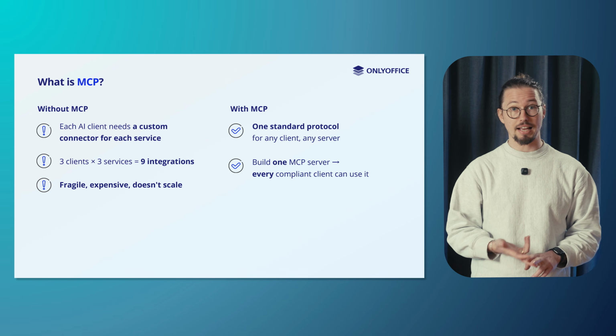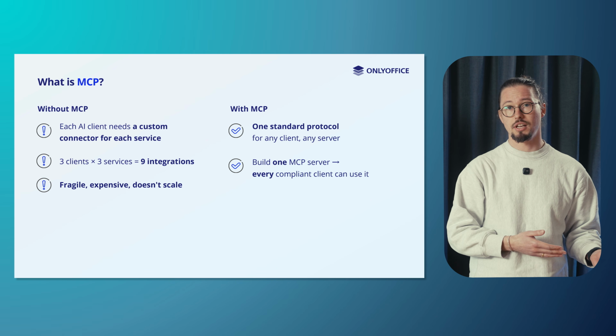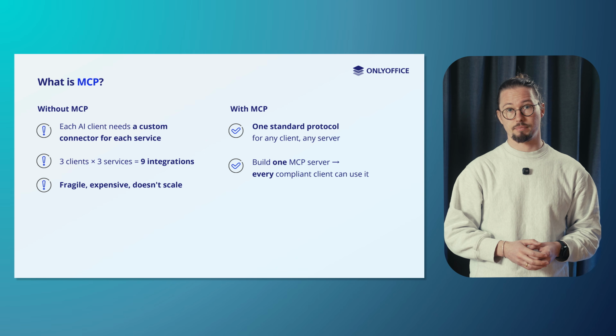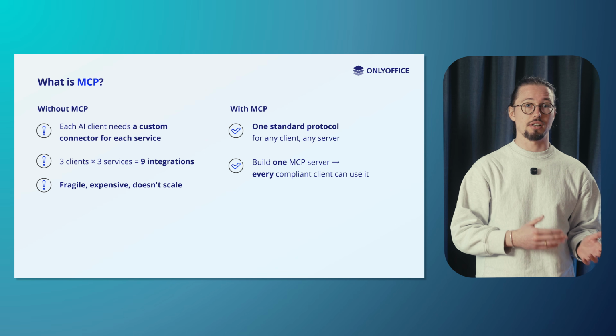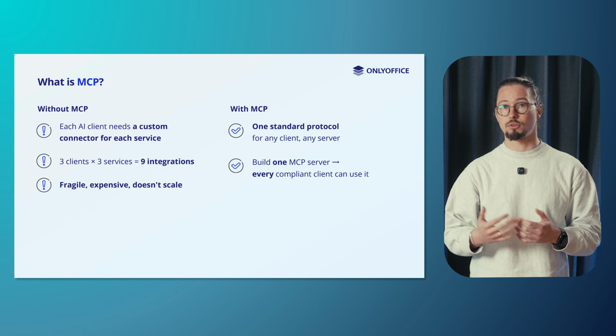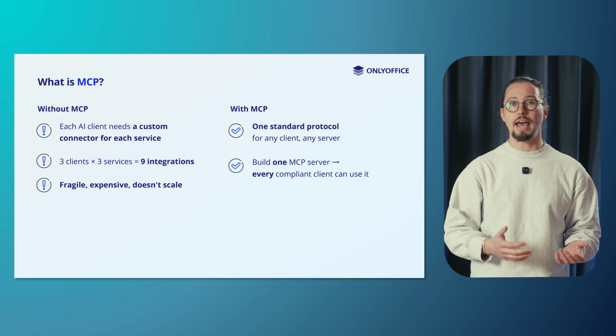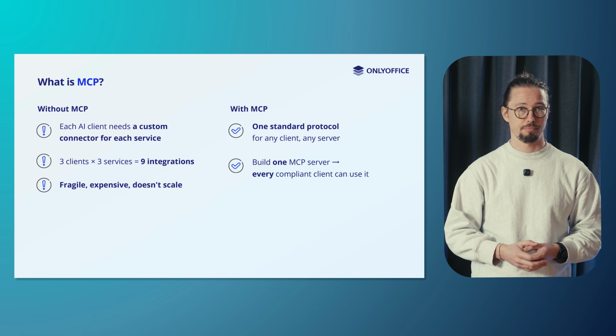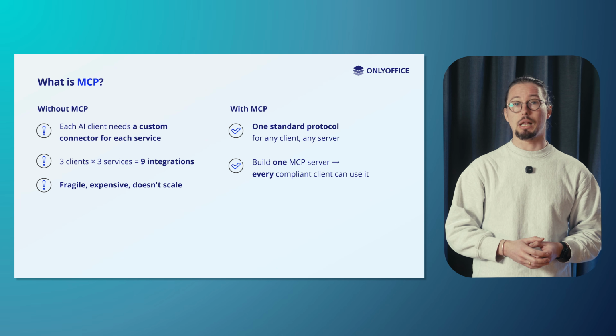Now multiply that by every service you want to connect. DocSpace, perhaps Slack, a CRM, a database. You would end up maintaining a matrix of custom connectors. Every new AI client means another column, every new service means another row. It's an n times m problem that grows fast and breaks often. So how does MCP help?